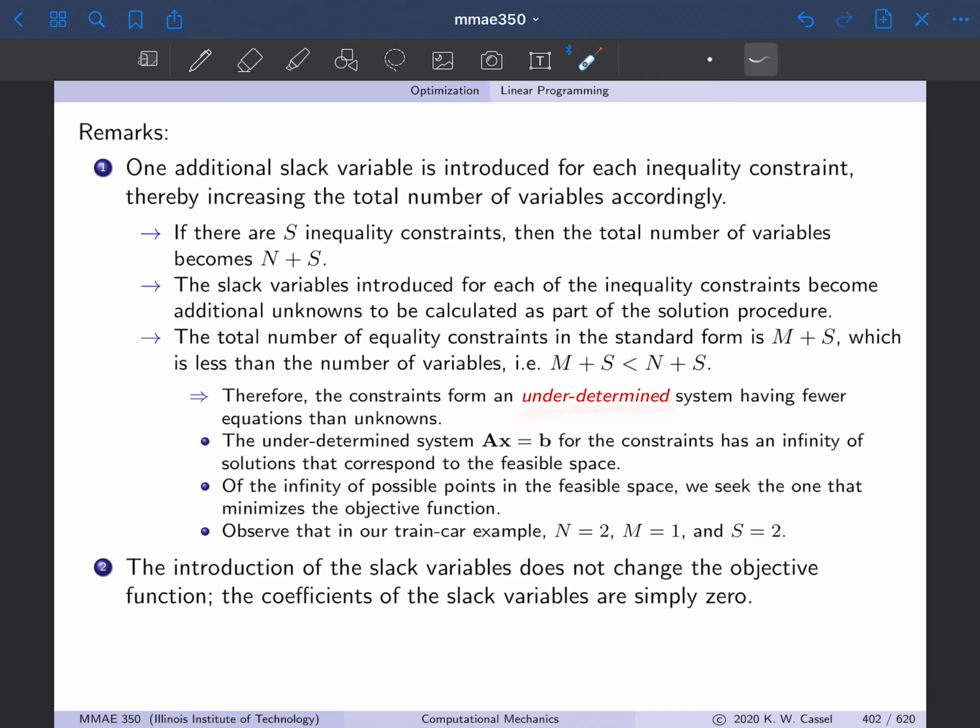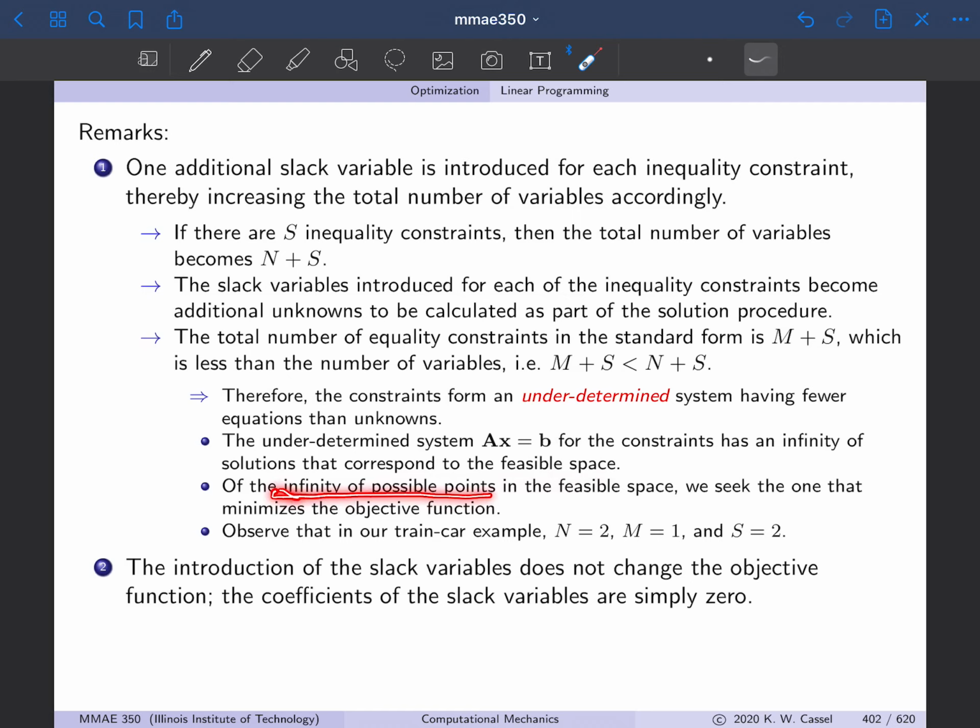So because there's not enough equations, there are an infinity of solutions of Ax equals b. If you just take Ax equals b, which are the equality constraints, which now include the inequality constraints converted into equality constraints, there will be an infinity of solutions for that system of equations. Those infinity of solutions define the feasible space that we discussed in the last video.